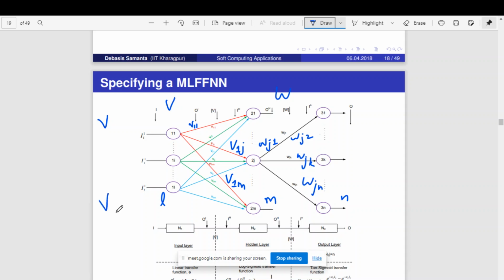What will be the size of this V matrix? How many rows and how many columns will it have? It is connecting the input layer with the hidden layer. What is its size?